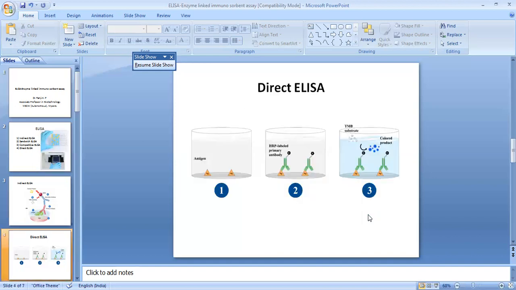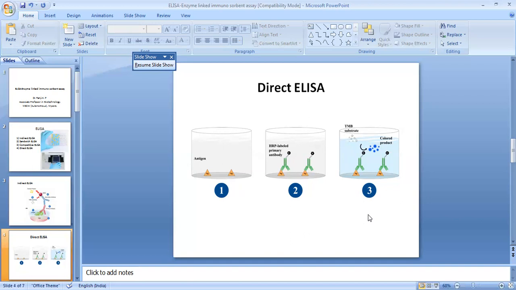Next, we will move on to the direct ELISA. Here, the antigen will be coated on the surface of the microtiter plate. The concentration of the antigen will be detected by an enzyme-tagged primary antibody. Here we are not using a secondary antibody. Instead, the primary antibody will be enzyme tagged.